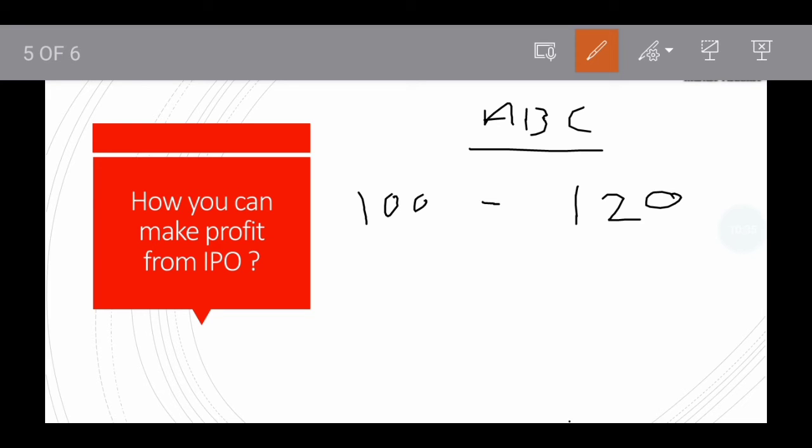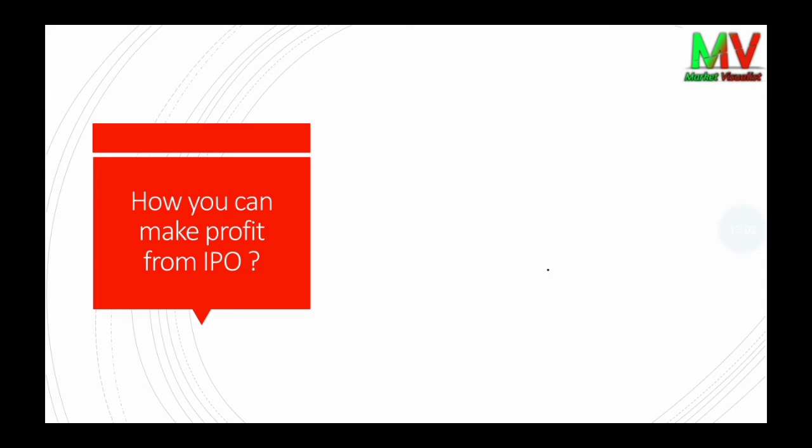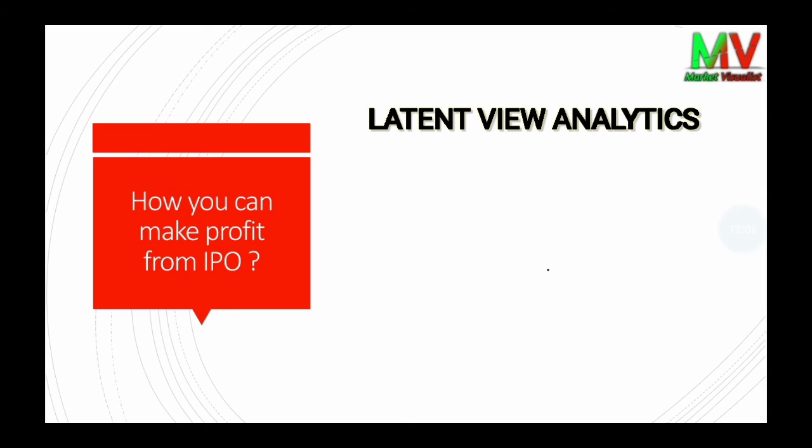Now the smart investors apply for the IPO at the price of 120, and on the day of listing, if the company gets listed at 121 or more, the investor gets returns. Most of the time, if the company is good, the investor can get maximum returns. Let me show you a real example of Latent View Company Limited.